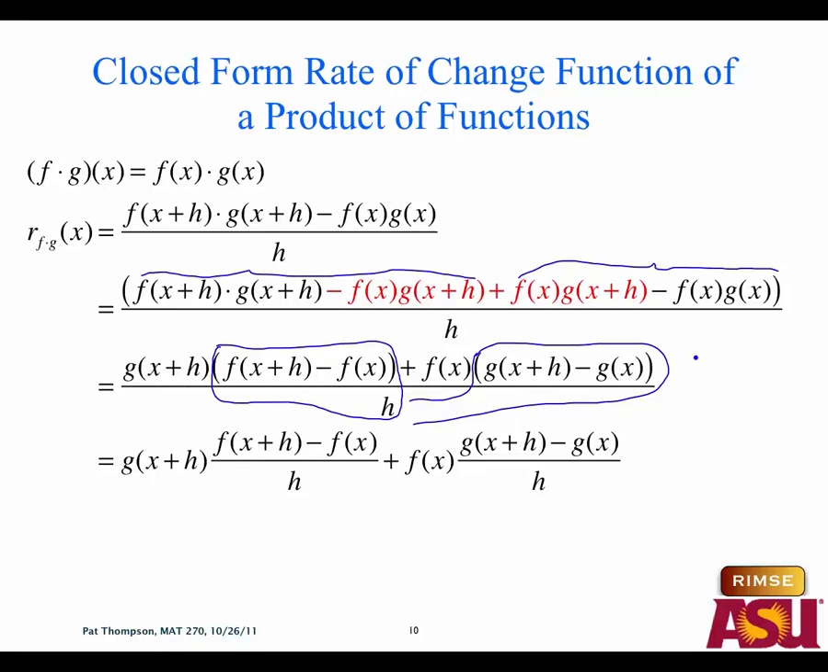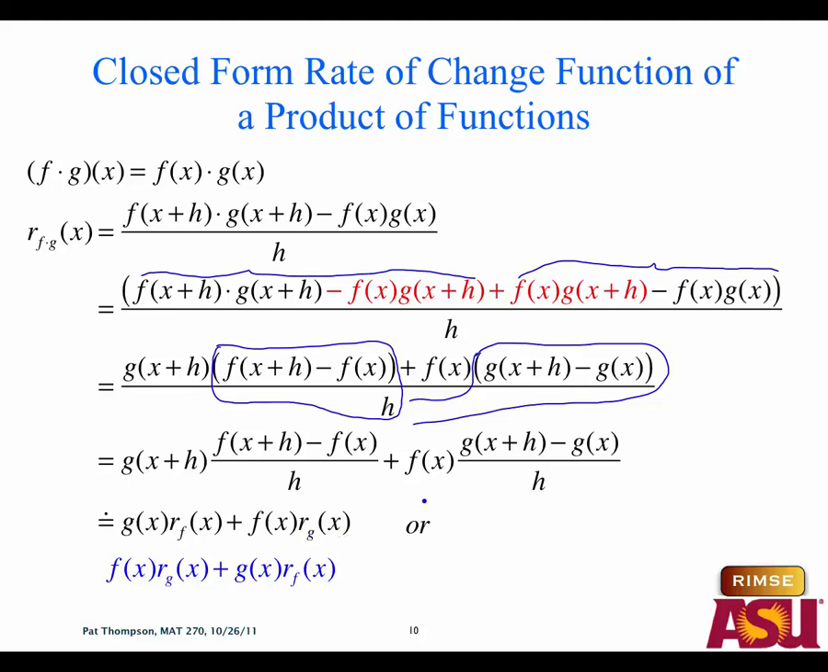So there they are. So we have g of x plus h times the rate of change of f plus f of x times the rate of change of g. Letting h get very small, we get this. So we get the one function times the rate. So this is the second function times the rate of change of the first, plus the first function times the rate of change of the second.